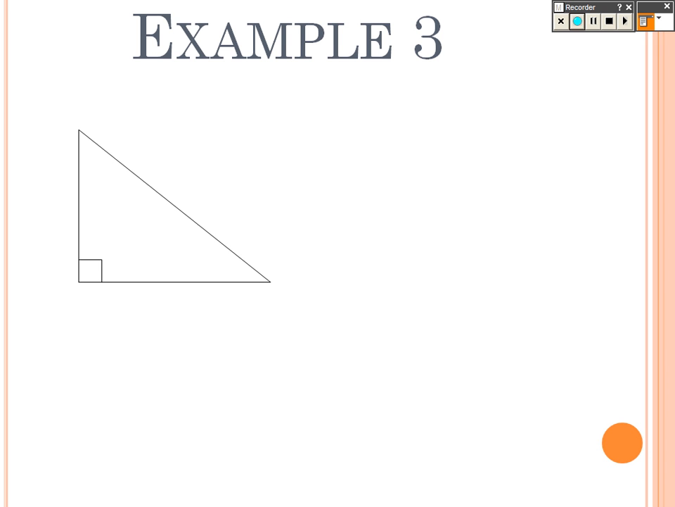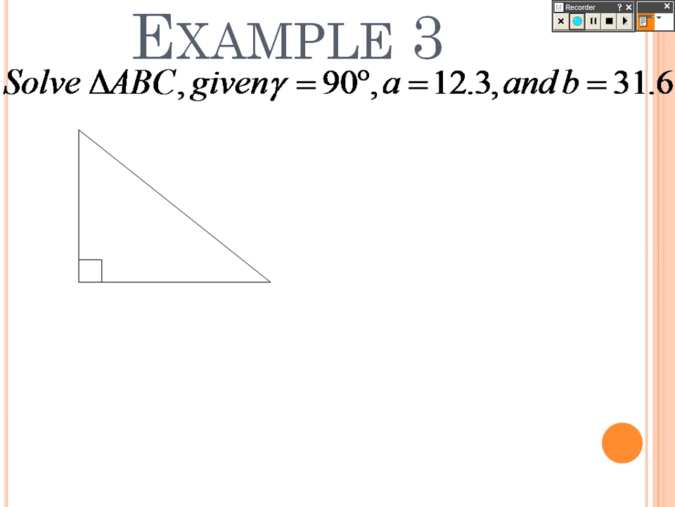Alright, so continuing right triangle trig here, 6.2. We're on example 3. So I need to solve triangle ABC. So C is always the hypotenuse, and if that's C, then that's 90 degrees down there because that's angle C. We said A is 12.3, so there's A.